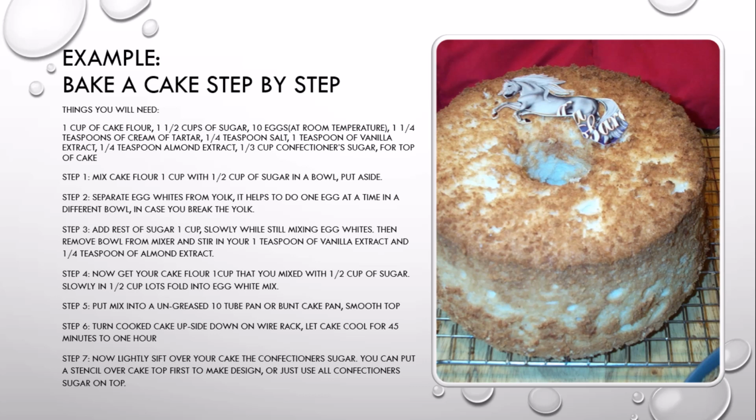The first step is to outline the items needed to bake the cake, of which in our case, we have 1 cup of cake flour, 1/2 cup of sugar, 10 eggs at room temperature, 1/4 spoon of cream of tartar, 1/4 teaspoon of salt, 1 teaspoon of vanilla extract, 1/4 teaspoon of almond extract, 1/3 cup confectioner's sugar for top of cake. Following the steps outlined at the left side of our slide, we can achieve the cake on the right side.